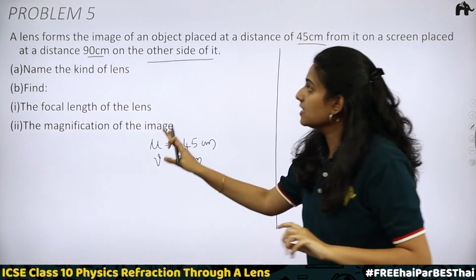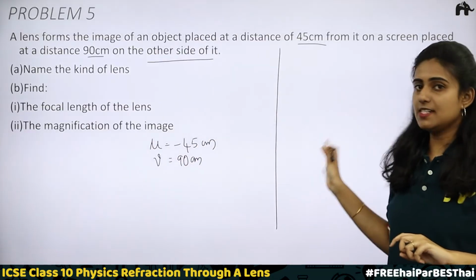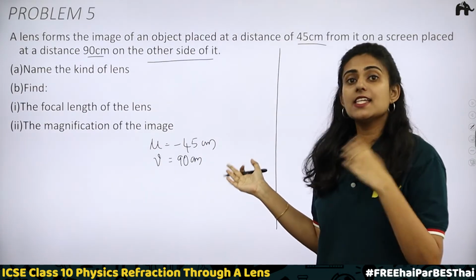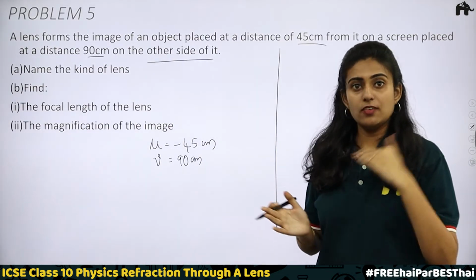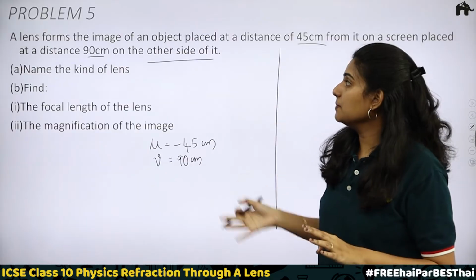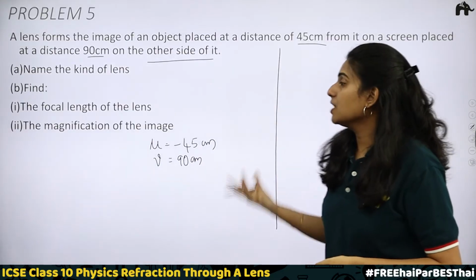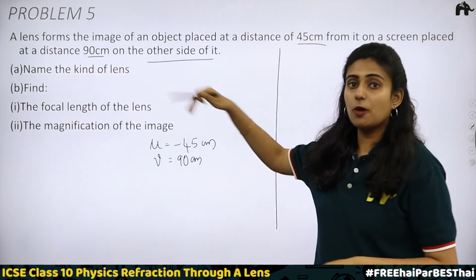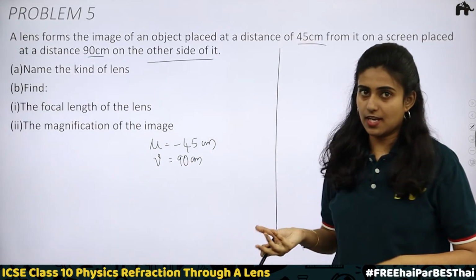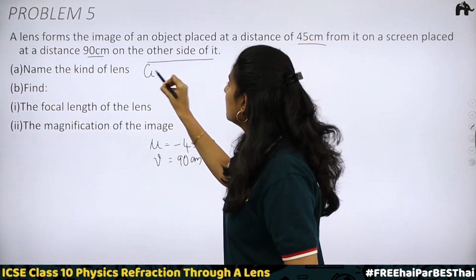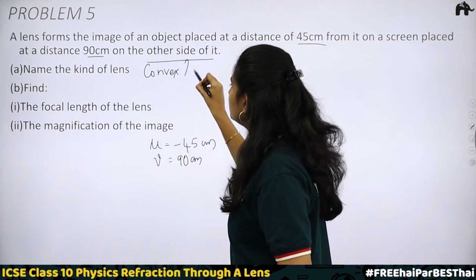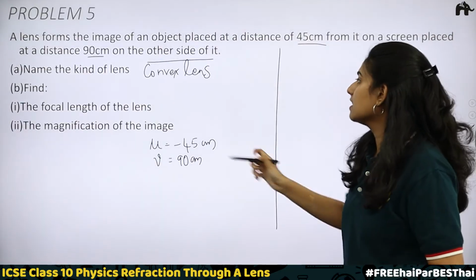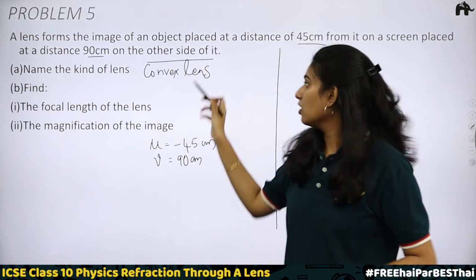Since the image is formed on the opposite side, what does it mean? We know in case of a concave lens, image is always formed on the same side of the object. In which side object is placed, on the same side image will also be formed, and the image formed will be virtual and erect. Now here it is given that the image is formed on the other side or the opposite side, which means the lens should be a convex lens. Okay, since image is formed on the opposite side or behind, the lens used will be a convex lens.